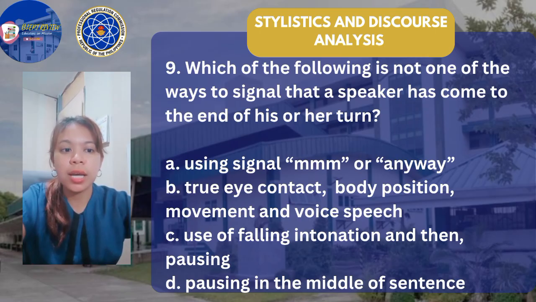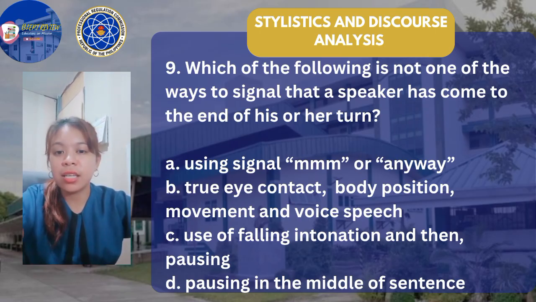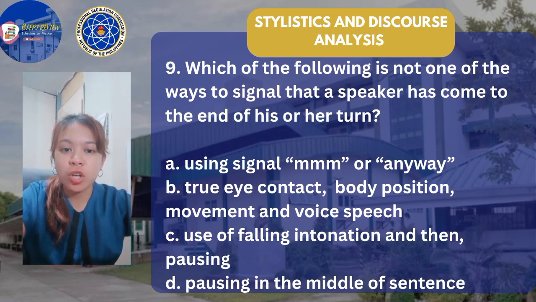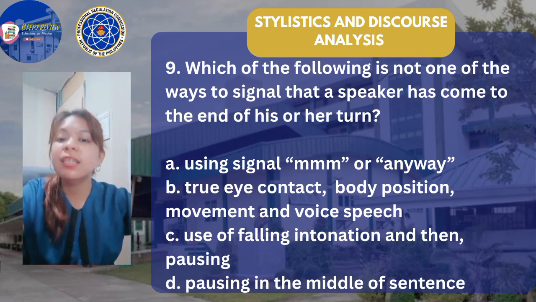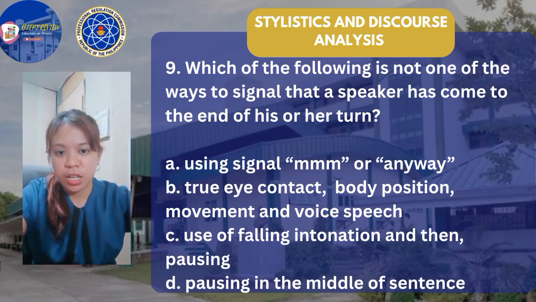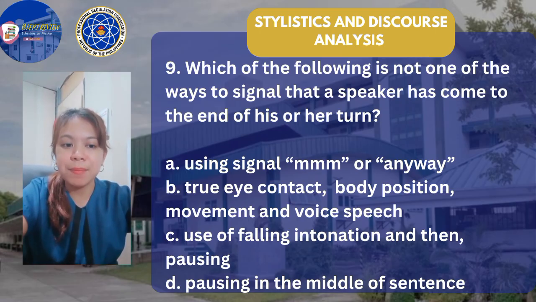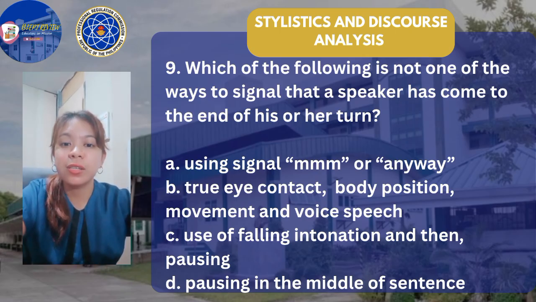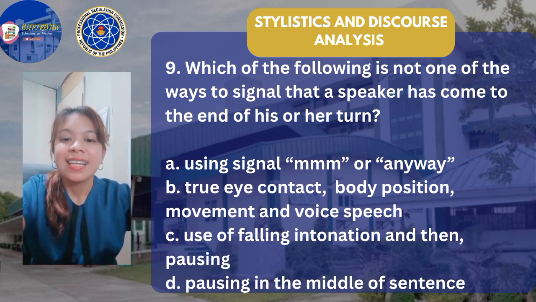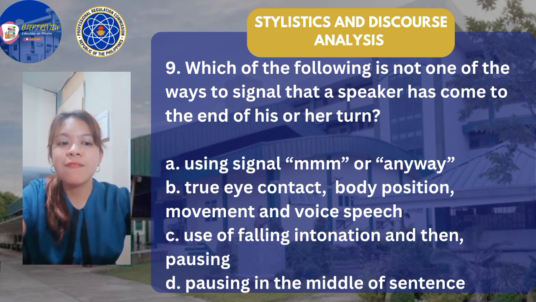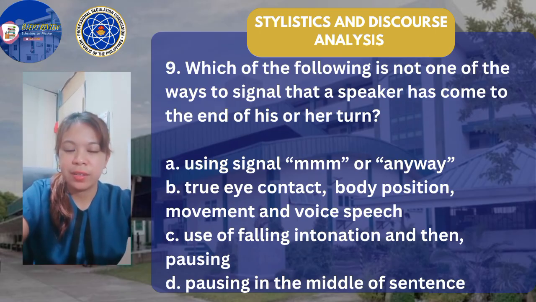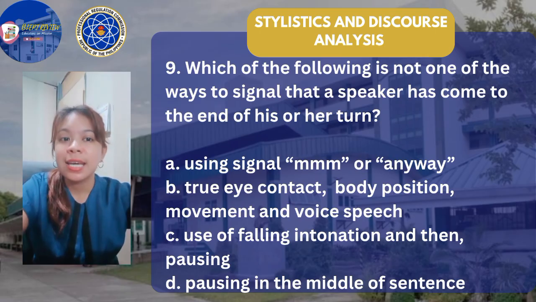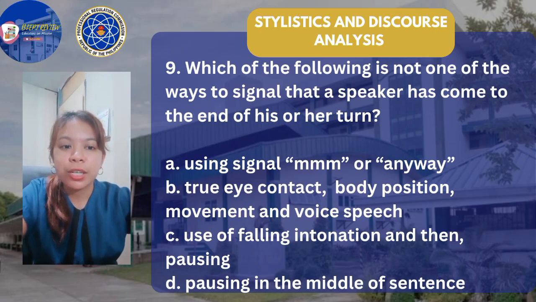Okay, use of falling intonation and then pausing. Falling intonation at the end of a phrase or sentence often signals completion. Pausing right after this intonation also marks the end of the turn, indicating that the speaker has finished. A pause in the middle of a sentence usually indicates hesitation or thinking, or a need to continue thinking. It does not signal the end of a turn and often invites the listener to wait, or possibly take the floor if the speaker is unsure. So, the correct answer for this question is the letter, what?